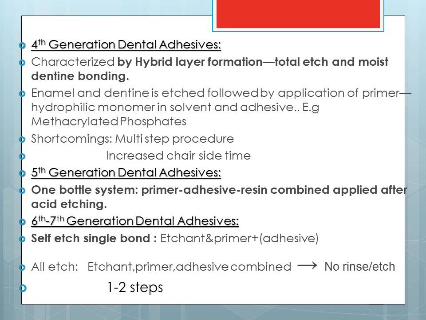A lot of people have gone to the sixth and seventh as well, but the fifth generation is what is commonly being used, and this contains one bottle which has the primer and the adhesive together, which is applied after acid etching. So you simply first acid etch the tooth, and then after etching is achieved, we apply the primer and adhesive, which are basically in one single bottle. So you don't have to apply the primer separately and the adhesive separately like the fourth generation. The primer and adhesive are combined. So after etching, we apply that, and after that, we apply the composite.